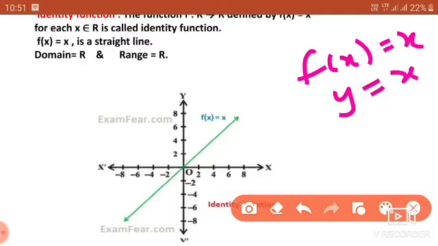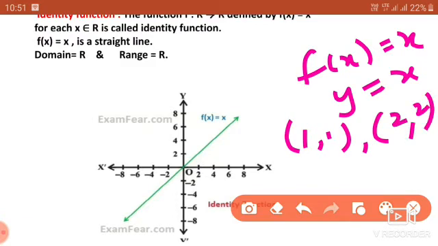Now if you take some points, x equal to 1, y also will become 1. So you will get the ordered pairs (1, 1), (2, 2), (0, 0), like that. When you plot the graph, this graph passes through the origin and it will be a straight line. So it is called an identity function.